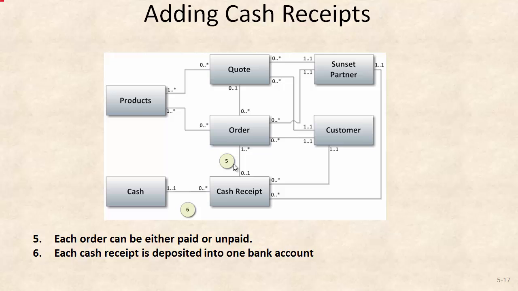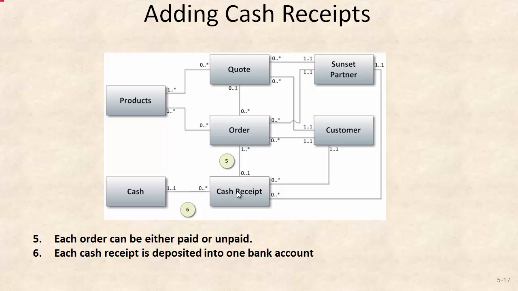Association number 5, the duality between order and cash receipt says for each order, I could get a minimum of 0 cash receipts, so the cash can be accepted after the order, and a maximum of 1. Customers pay in full for individual orders. Each cash receipt can apply to a minimum 1, maximum of many orders, so if the customer buys multiple items during the period, they could pay all of those items with 1 check.